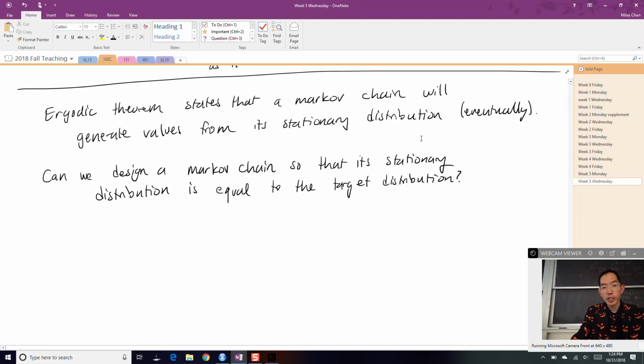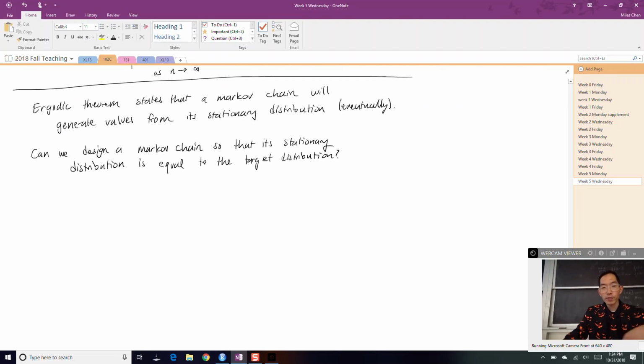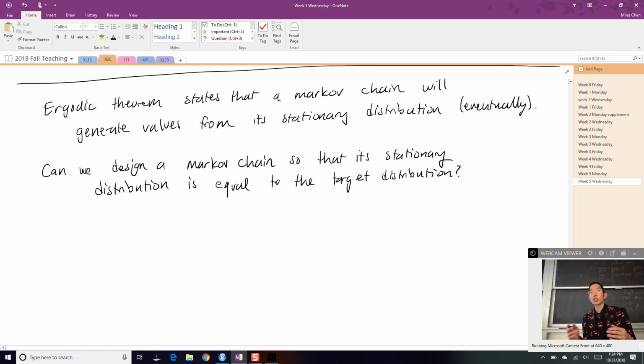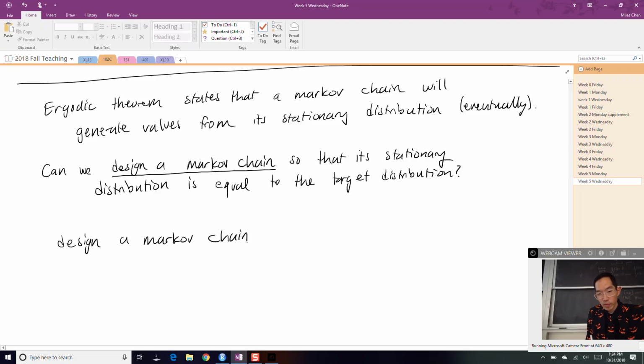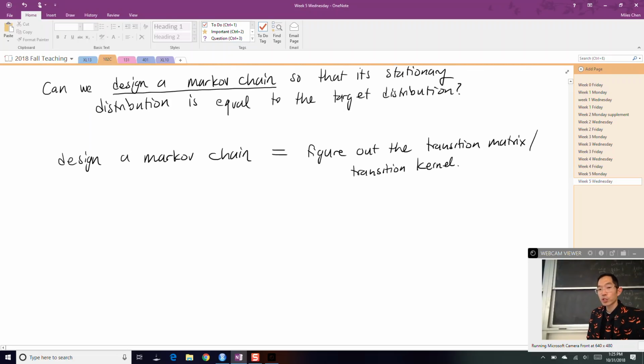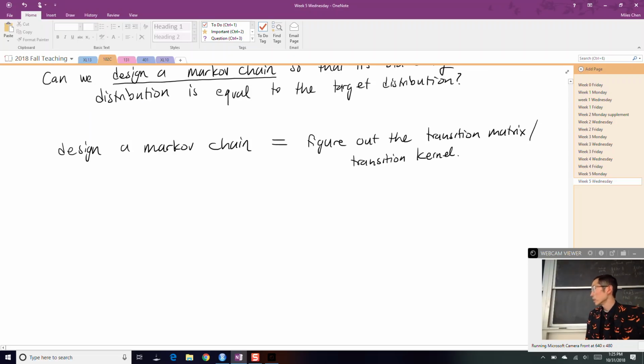Okay, when we talk about designing a Markov chain, that basically means, can we figure out what the transition matrix should be? Because the Markov chain is defined by its transition matrix or transition kernel. So we want to figure out a transition matrix or transition kernel that will give us the target distribution that we want.